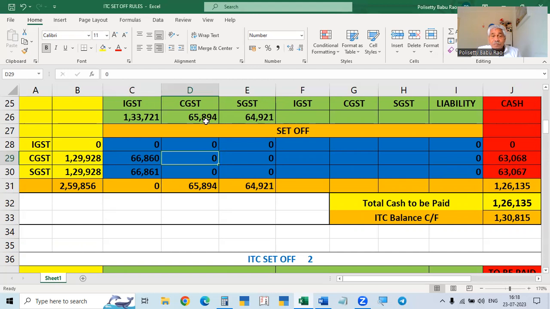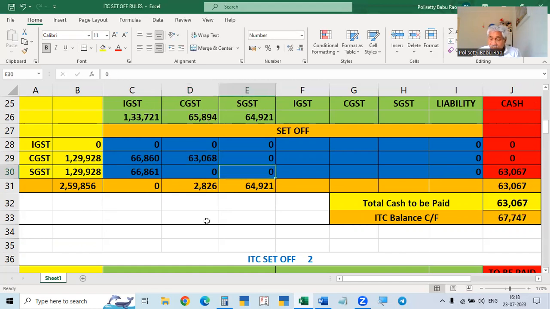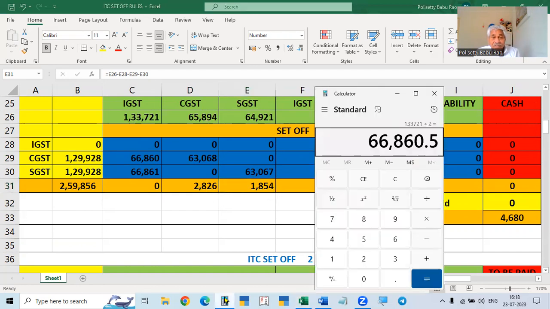So here there is more than the liability. Then come to SGST, 63,067. So liability is 0 and ITC IGST is 0. These two, there is some balance. You see, the balance is different. There is some difference. 2,826 minus 1,854. In this case, 972 is the difference. So you make it half. So 486.